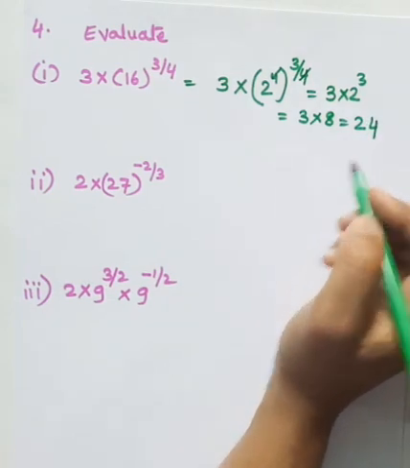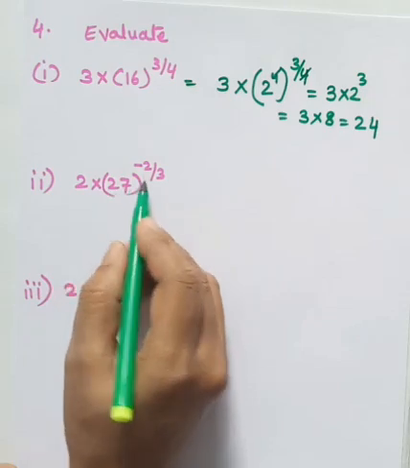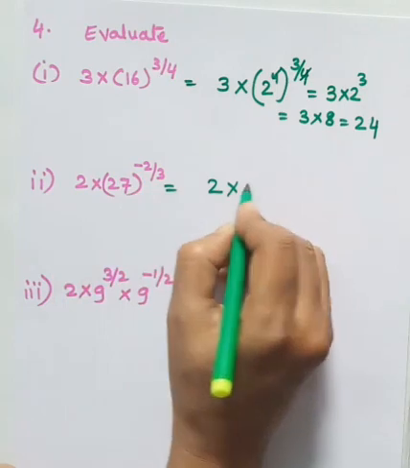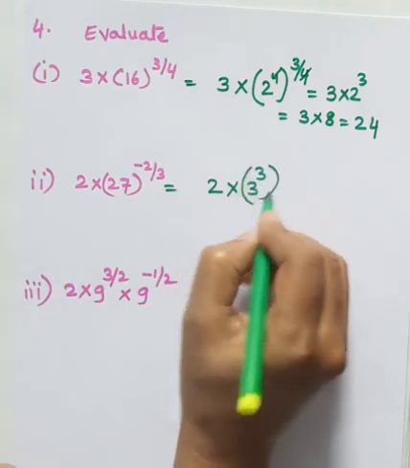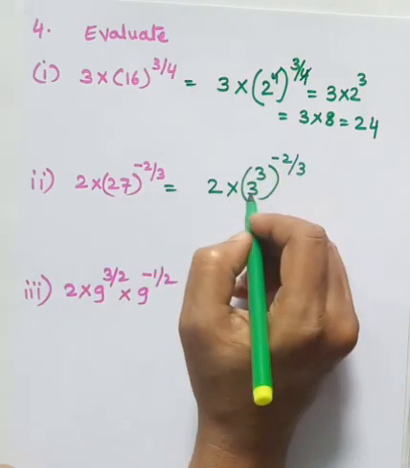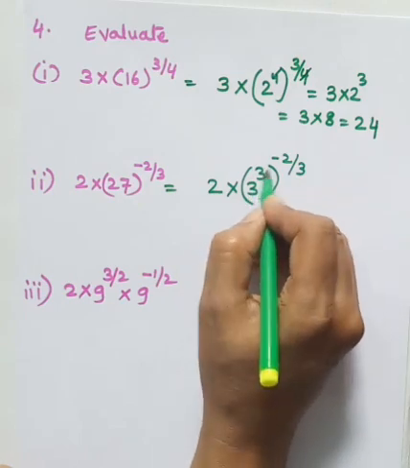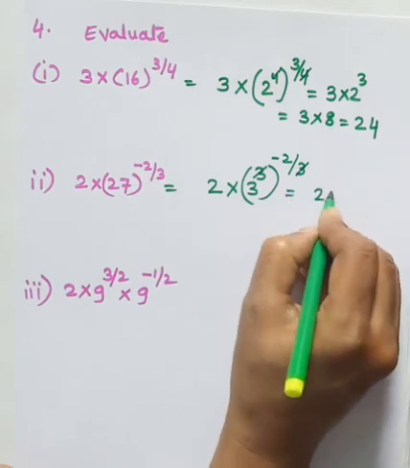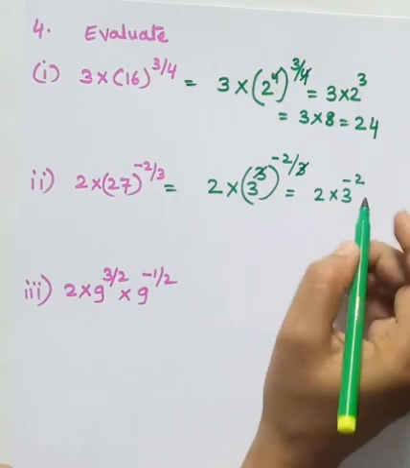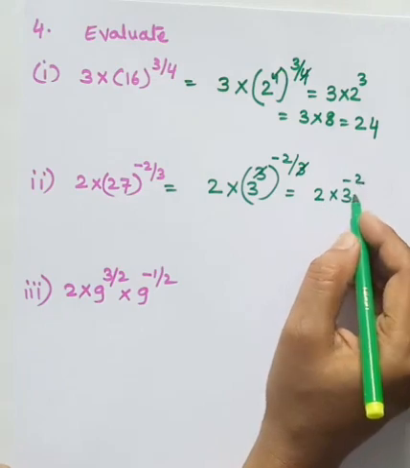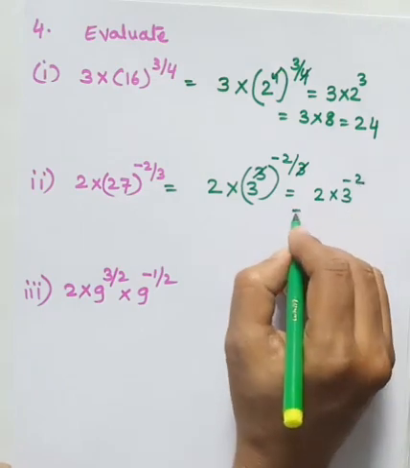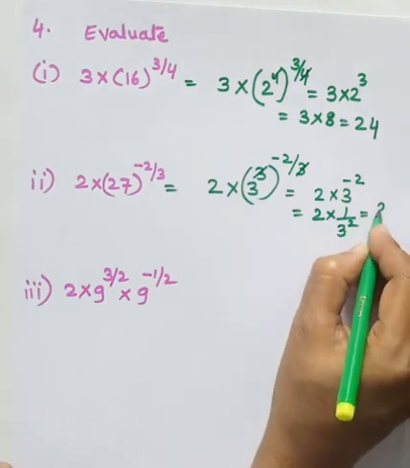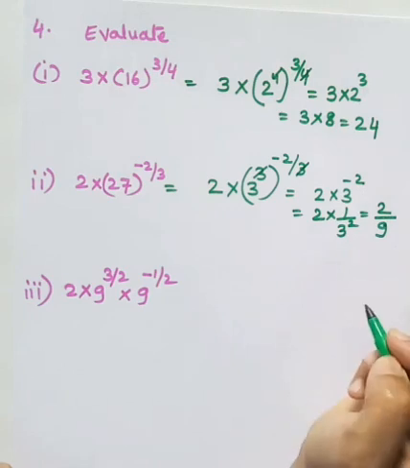Now see the next question. 2 into 27 to the power minus 2 by 3. Again keep 2 as it is. Now 27 is nothing but 3 cube to the power minus 2 by 3. Now you know power to the power means these two powers will get multiplied. So 3 and 3 will be cancelled. You will be getting 2 into 3 power minus 2. If you need to change the power into positive, that will become 2 into 1 by 3 power 2. That will be equal to 2 by 3 square, which is 2 by 9.